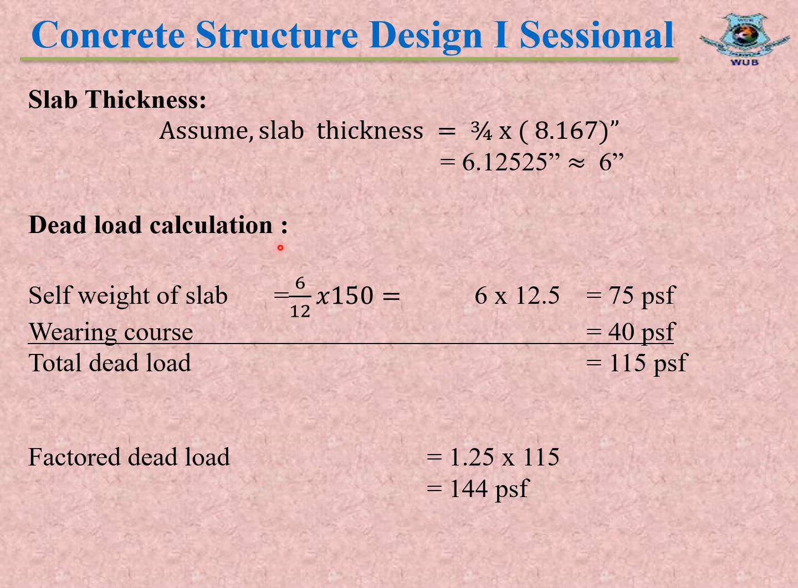Now dead load calculation. Self weight of slab is 6 by 12 into 150 equal to 75 psf. Here 6 inch is slab thickness and 150 pound per cubic feet is unit weight of concrete. Wearing force equal to 40 psf. So total dead load equal to 115 psf. Now factored dead load equal to 1.25 into 115 equal to 144 psf. For bridge dead load factor is 1.25.